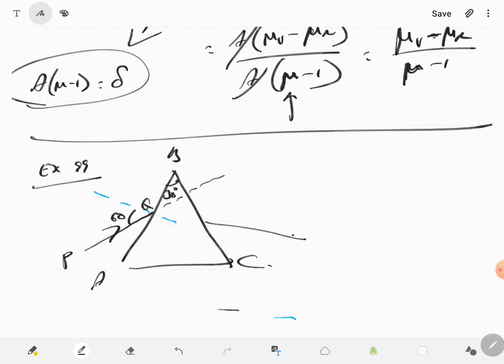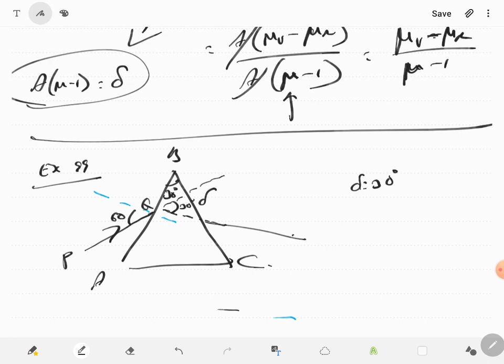Which means the angle between the emergent ray and the direction of the incident ray is 30 degrees. Isn't that nothing but delta? We know delta itself is 30 degrees.